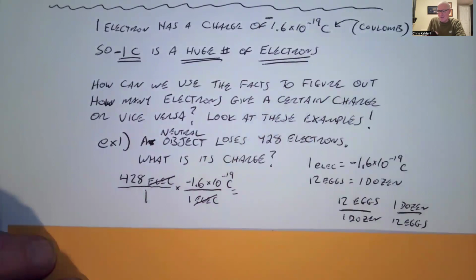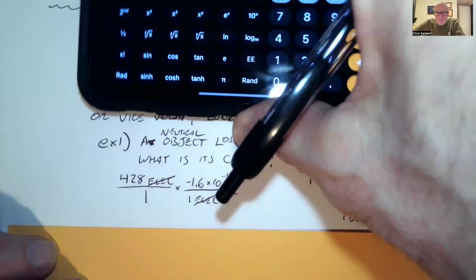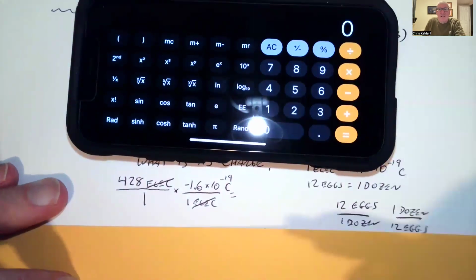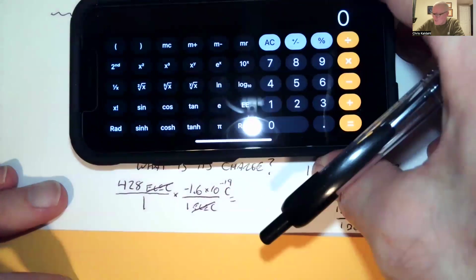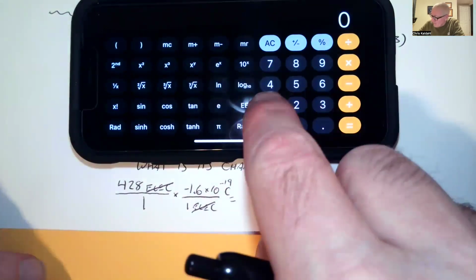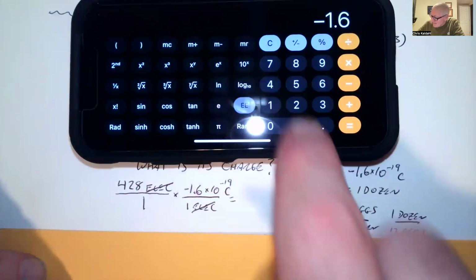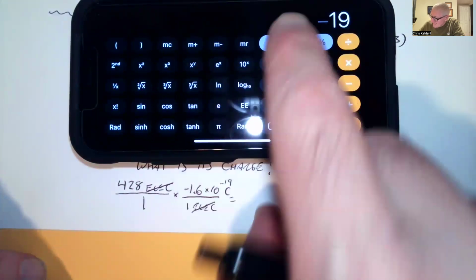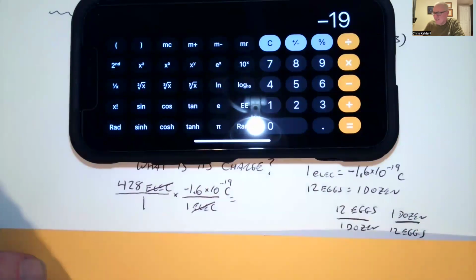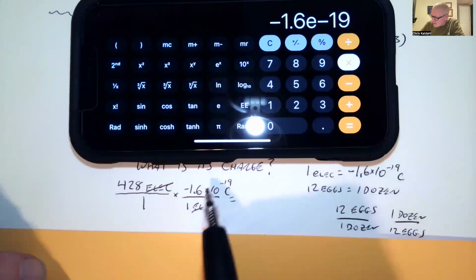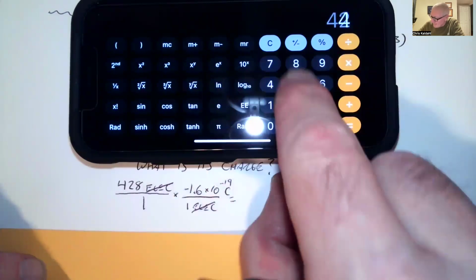At this point, I'm going to pull out my calculator and turn it sideways. Let me see if I can scoot this down so that you can see everything. I'm going to type in my very funny 1.6, and then I'm going to go EE, and then 19 negative. So that's my 1.6 times 10 to the negative 19th with a negative sign in front of it. And all I'm going to do is multiply it by 428.